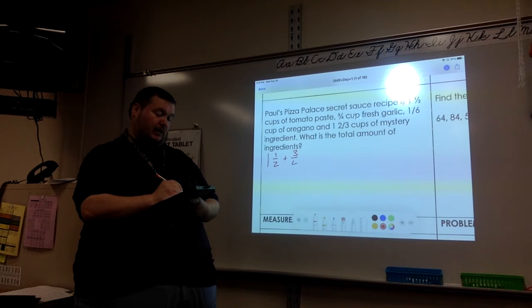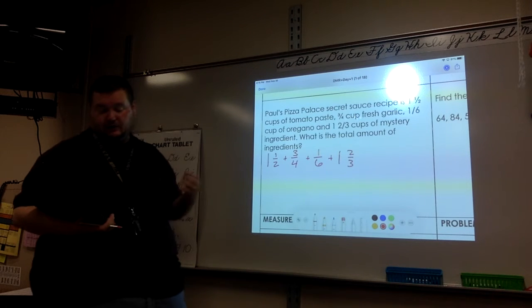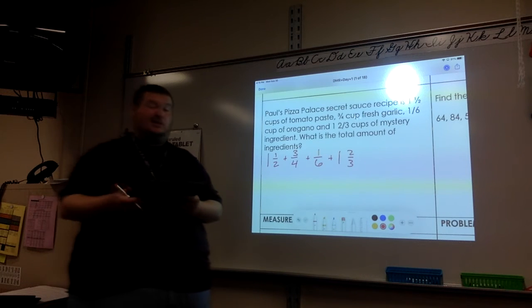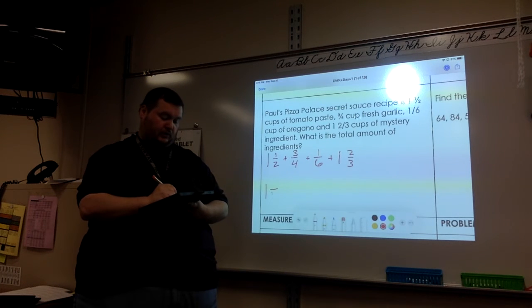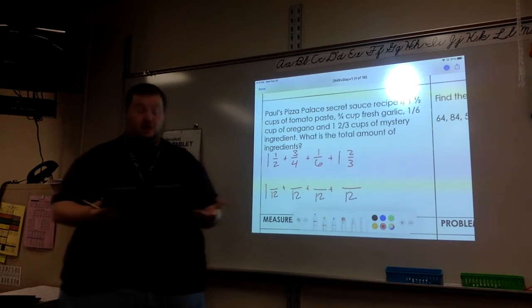So first, I'm going to write out my number sentence. I need to ask myself, what can I multiply 2, 4, 6, and 3 by that they all share the same number? Well, the answer is going to be 12. So it's going to be 1 and blank over 12 plus blank over 12 plus blank over 12 plus blank over 12. And let me show you why it is 12.